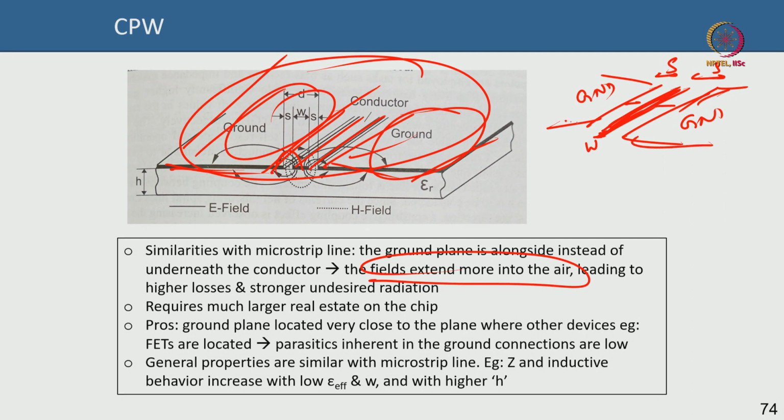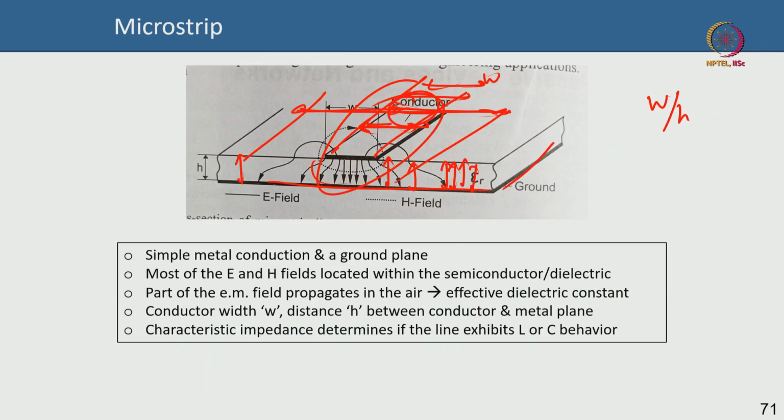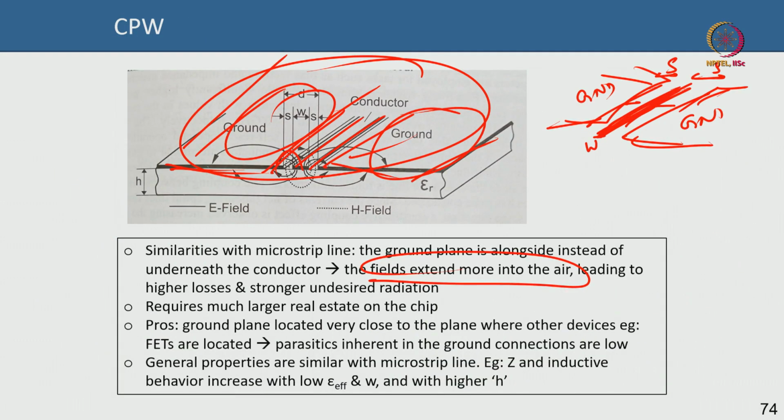Ground pads are very close to the actual current carrying conductor, and the ground pads are also in the same plane as the FET, the transistor. So your inherent parasitics corresponding to the ground connection would be lower than in a microstrip, where you have a global ground and the ground connection is far away. It's in the substrate below. Other than that, the CPW properties are very much similar to microstrip properties in terms of the effective dielectric constant and the characteristic impedance, how it varies with W by H. More or less the behavior is the same for the CPW line and the microstrip line.